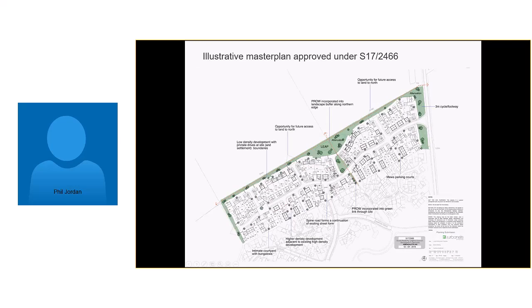Similar to the last application that you've been discussing, there was a condition on the outline approval, condition four, which required the principles of this illustrative master plan to be followed at the reserved matters stage. You can see it's a fairly detailed illustrative plan. Shown on it are clearly defined blocks of housing, a main road that runs through the site, the LEAP, which is the equipped play area, on the other side of that an attenuation feature, and then a strip of green space that runs around where the easement is to the IDB drain.